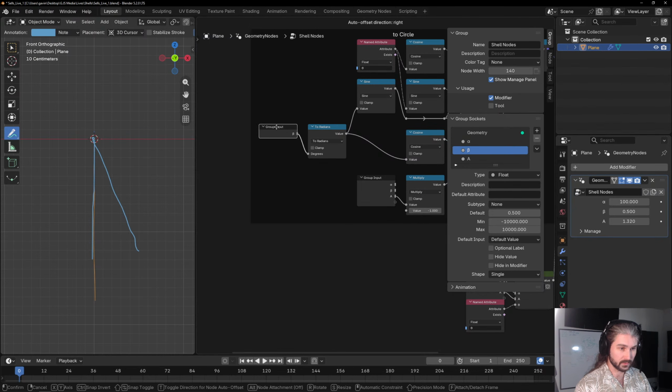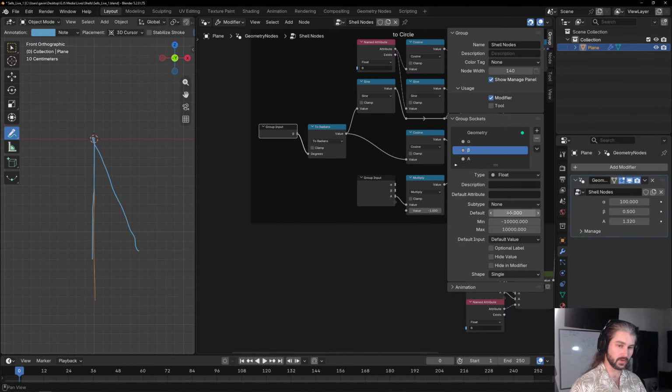Anyway, we're going to group that in there. Why don't we set a default of, what, 45? Sure, that's not the prettiest spiral, but it'll do.